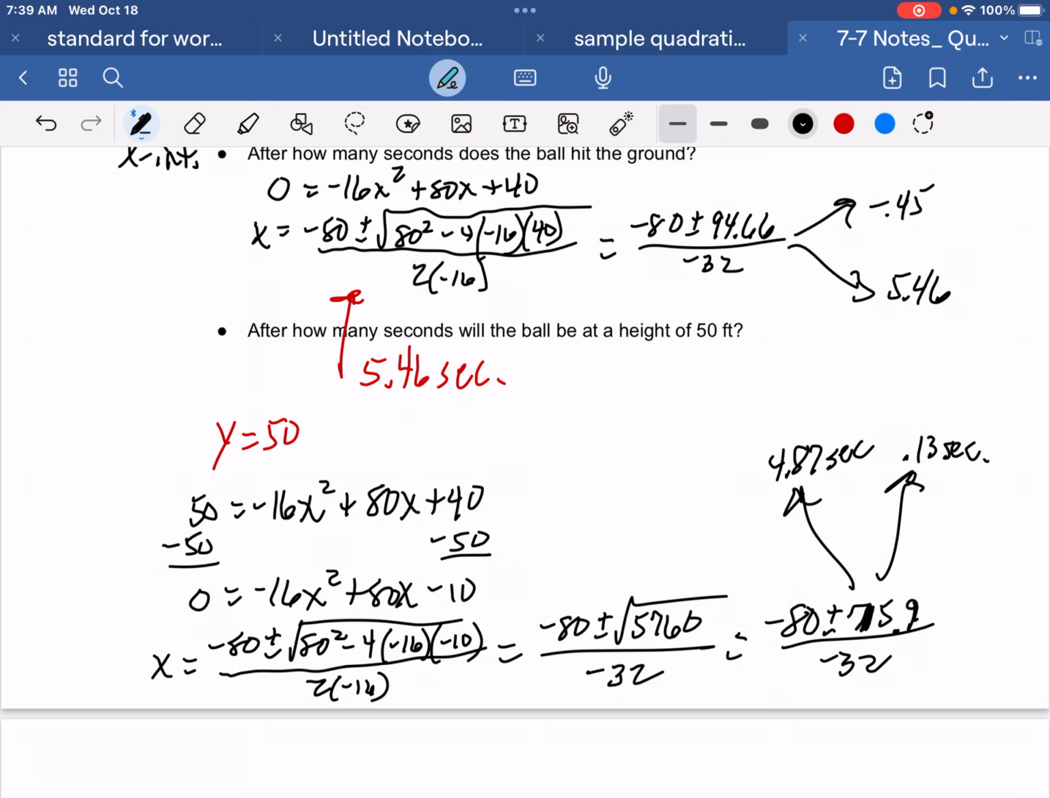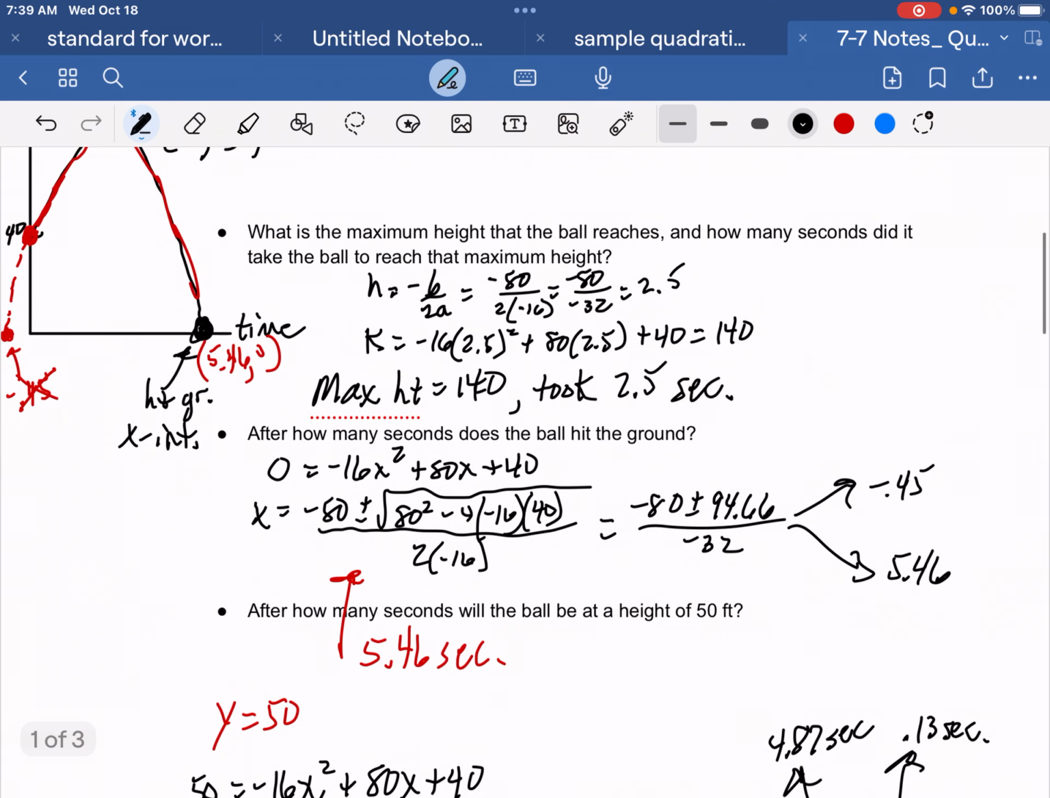So is it possible that the ball could be at a height of 50 feet twice? Well, let's go back up to the picture. If you start at 40 feet and throw the ball into the air, here's say 50 feet. Well, as you can see, a horizontal line at 50 touches the parabola twice. So at 0.13 seconds, the ball was at a height of 50 feet. And at 4.87 seconds, before it hit the ground, it was back down to a height of 50 feet.